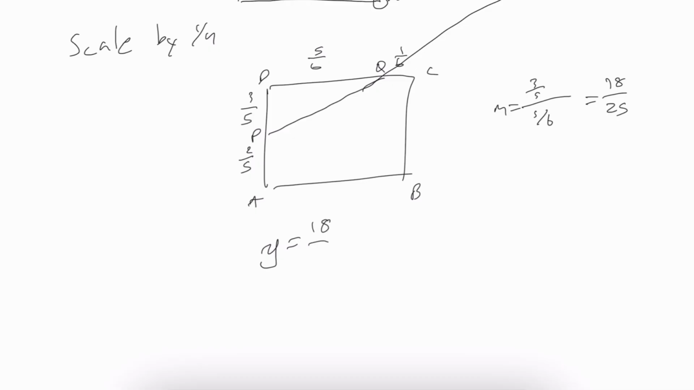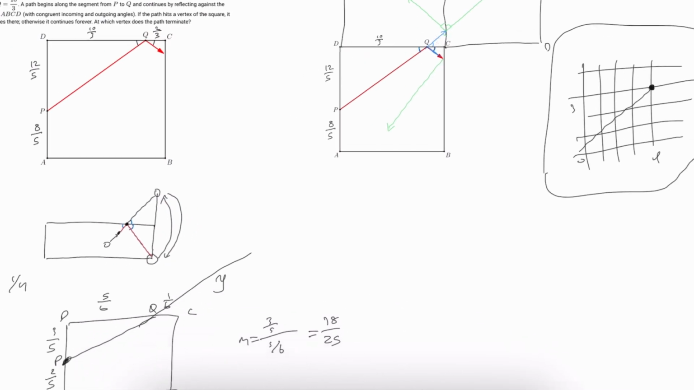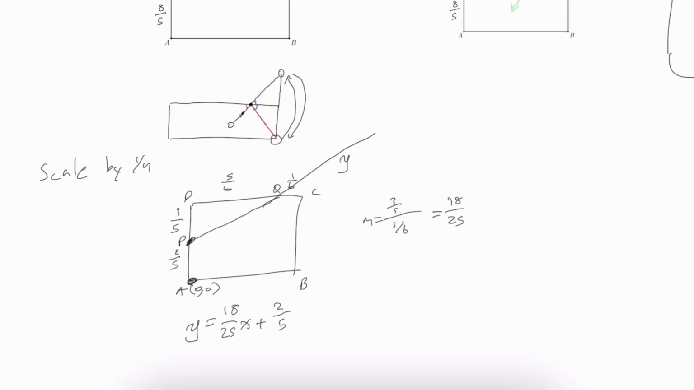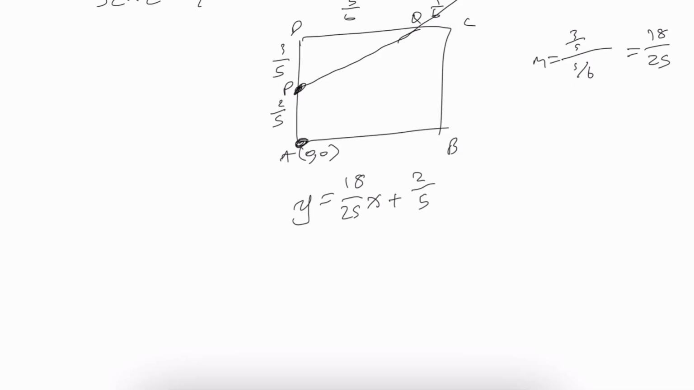So we have y is equal to 18/25 x plus b, or the y-intercept, which is right here. I guess we're making this 0, 0. So our y-intercept is just at 2 over 5. And so again, finding the first corner that the line will eventually meet at is the same as finding the first lattice point that this line will intercept at. So we just want to find any positive integer solutions to this.